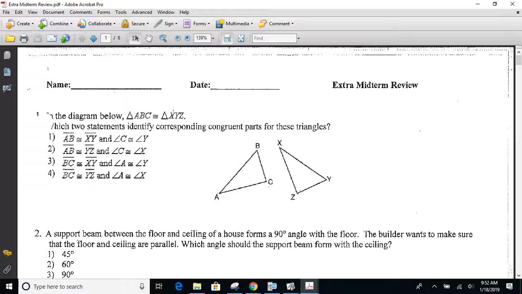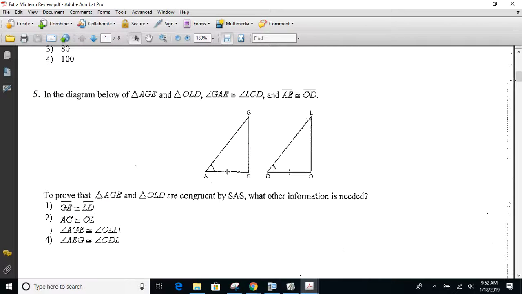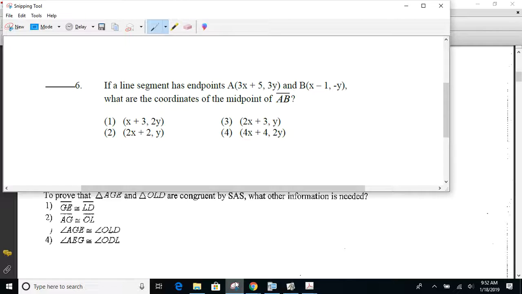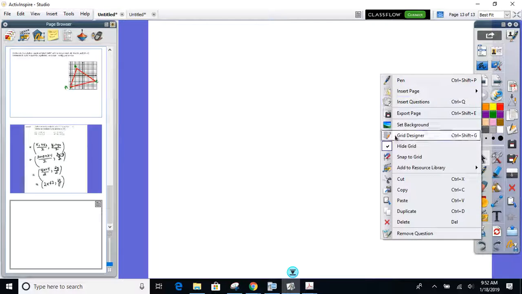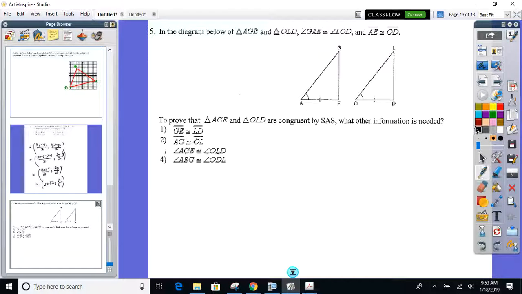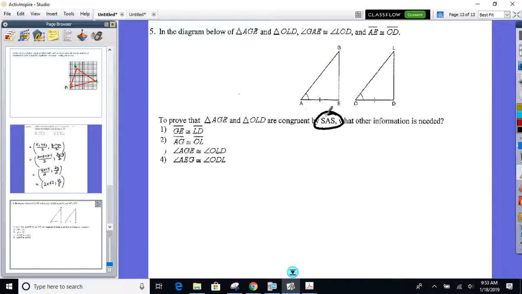Midterm review 5. I don't know, let me see. All right, in this diagram, you want to prove it by side angle side, right? It says they are congruent by side angle side, so the angle's got to go in the middle. Based on what I have, it's got to be AG congruent to LO.